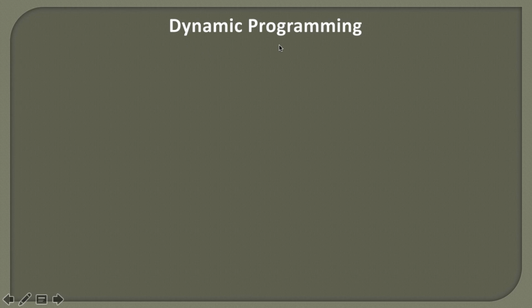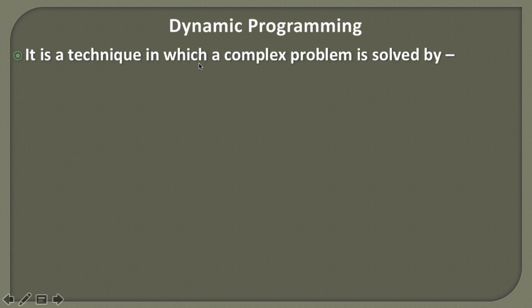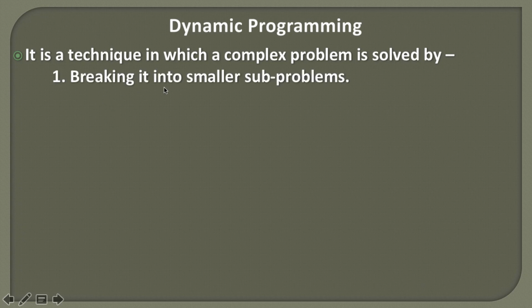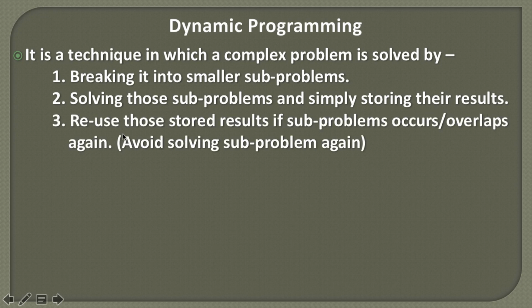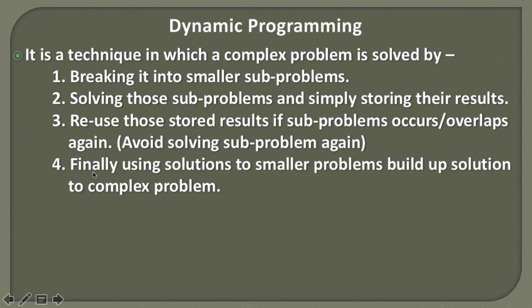So friends, when we discuss dynamic programming in the world of algorithms, it is basically a technique in which a complex problem is solved by, first, breaking it into smaller subproblems; second, solving those subproblems and simply storing their results; and third, reusing those stored results if a subproblem occurs or overlaps again. What it means is that we are avoiding solving that subproblem again, and finally using solutions to smaller subproblems to build up the solution for the complex problem.